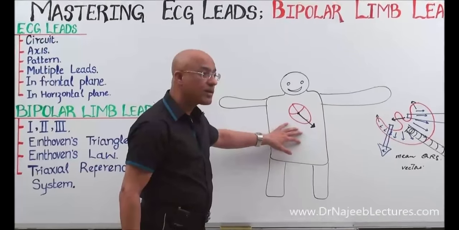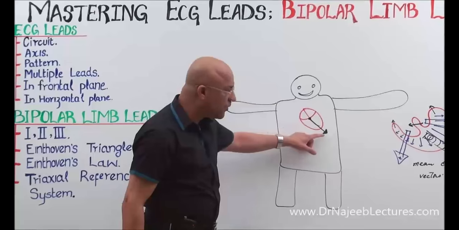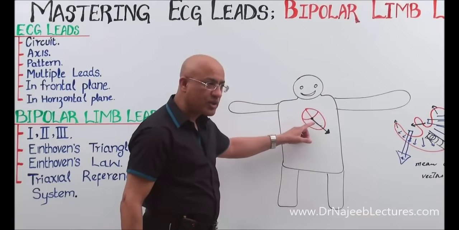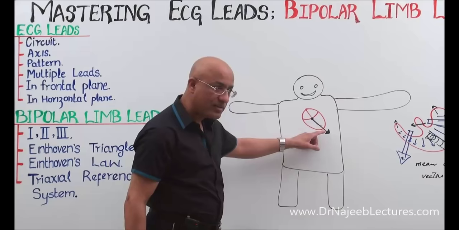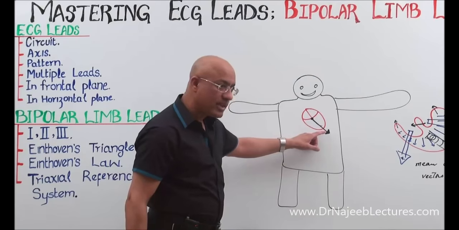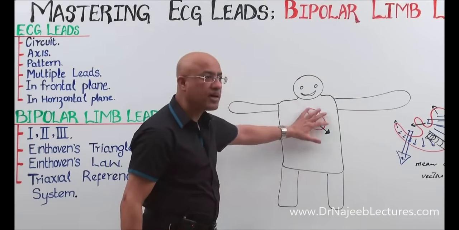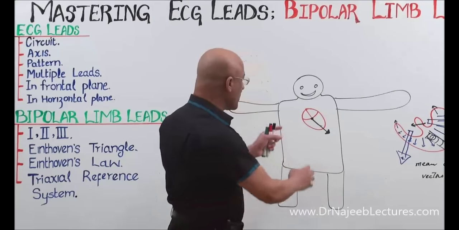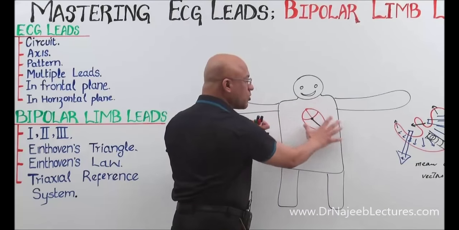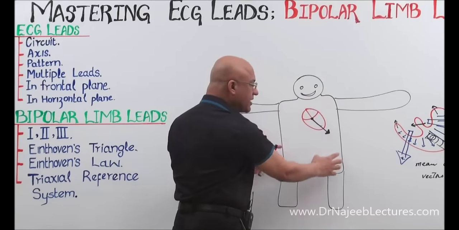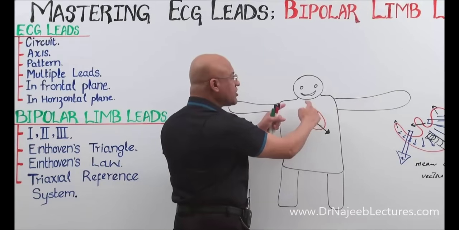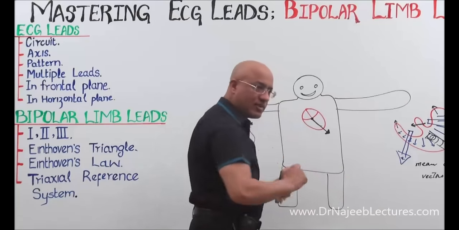of the current. So when this electrical vector is generated by the depolarization of the major part of the ventricles, what happens? This electrical current spreads all over the body, around all the fluids around the heart, and then it spreads into the trunk, and from the trunk this electrical current will spread into the arms and legs.